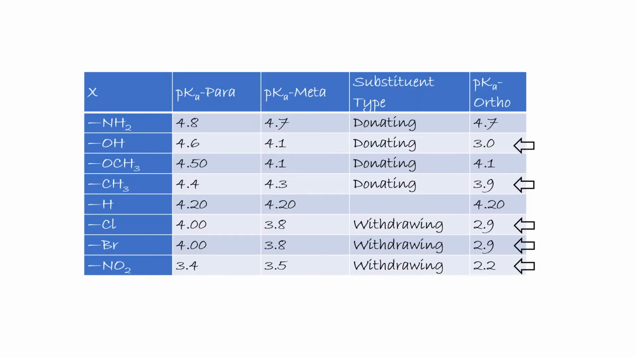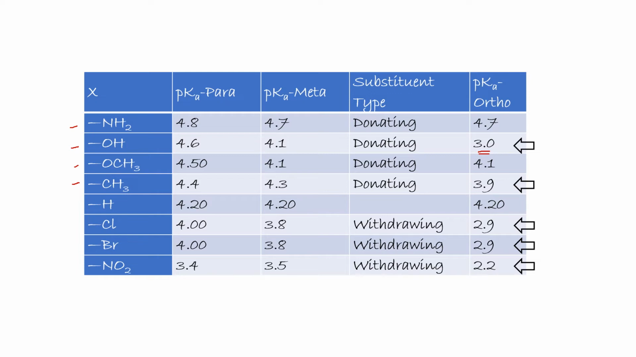Let's look at some pKa values. NH2, OH, OCH3, and CH3, all these groups are donating. See the para 4.8, 4.7 for the meta, for the OH 4.6, 4.1, and here you have an increase for the ortho, increasing the acidity. It's donating, but it increases the acidity.